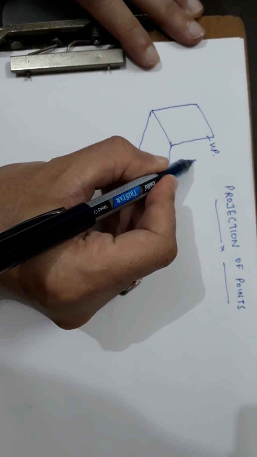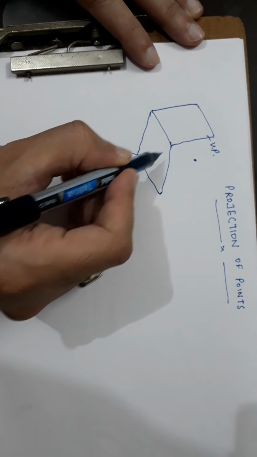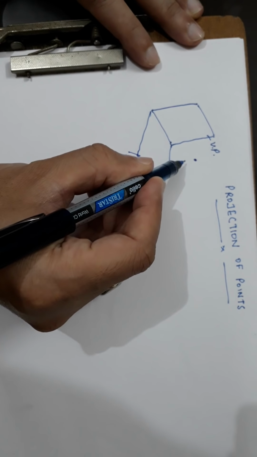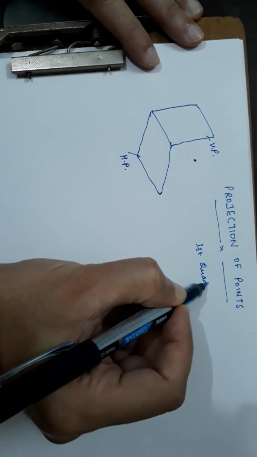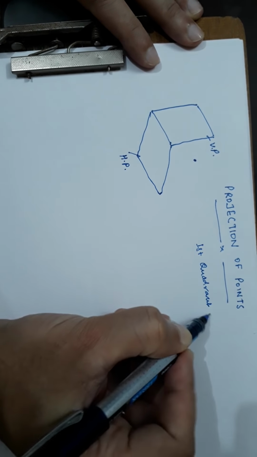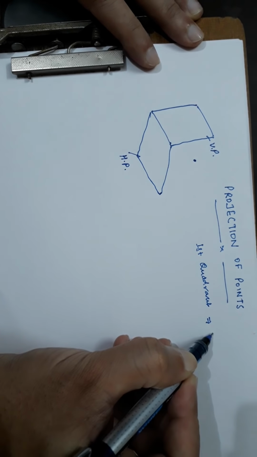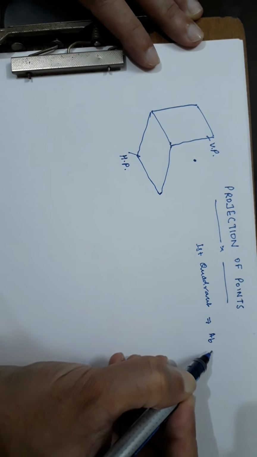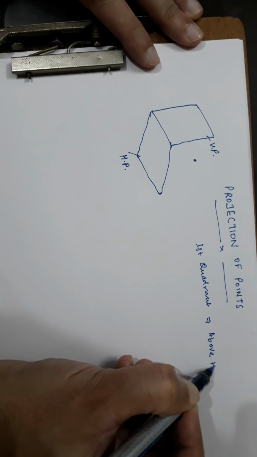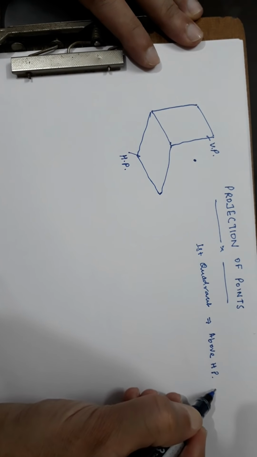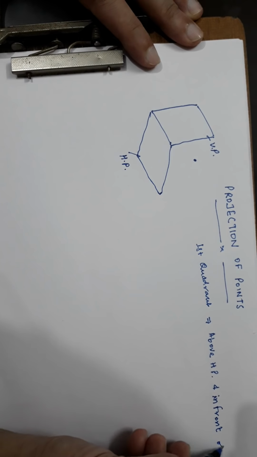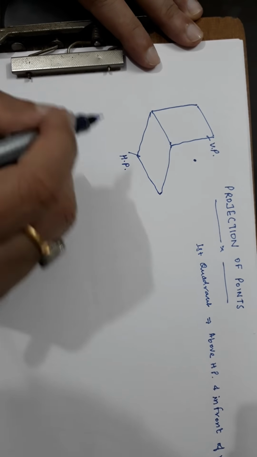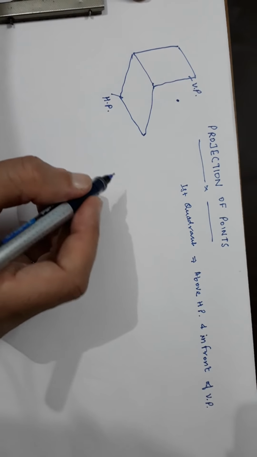Now say the point is somewhere here in this first quadrant. First quadrant means it is above HP and in front of VP. In front of VP. So this is the first quadrant.